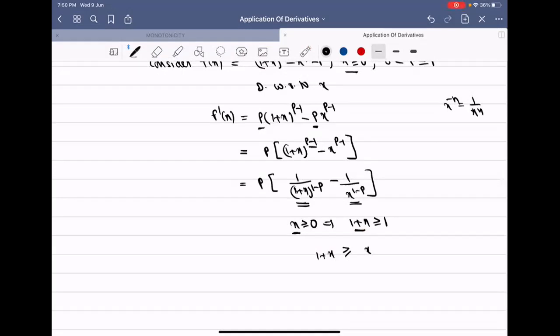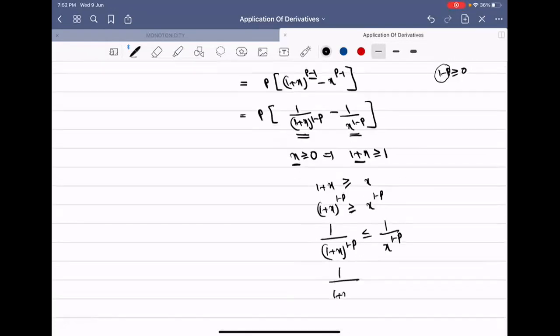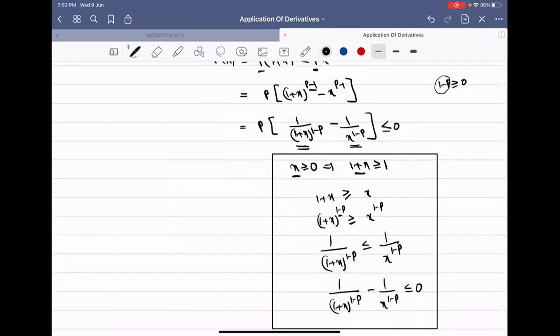If you take the reciprocal, now 1 plus x is greater than or equal to x. Raise the power to 1 minus p, the inequality remains the same. So 1 by (1 plus x) power 1 minus p minus 1 by x power 1 minus p is less than or equal to 0. So now this is less than or equal to 0.